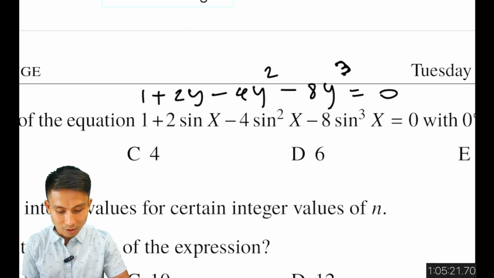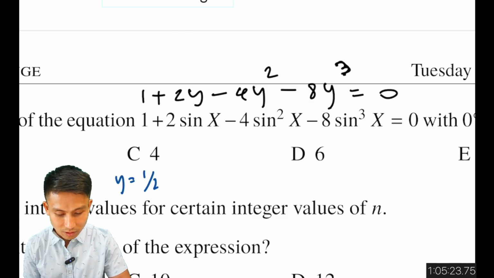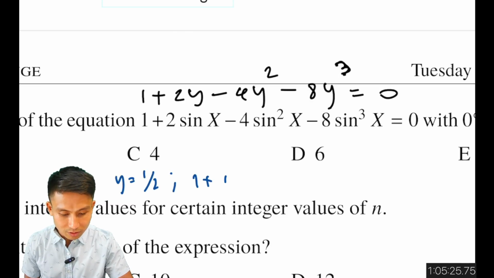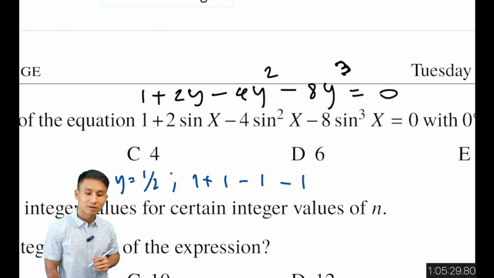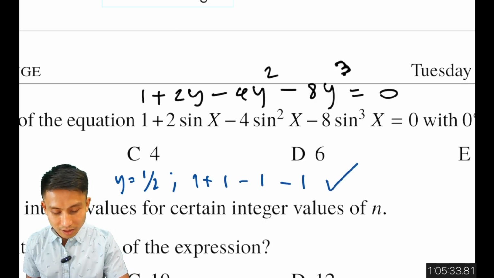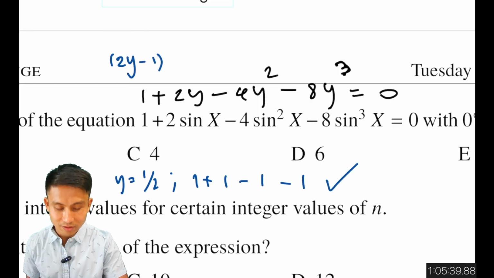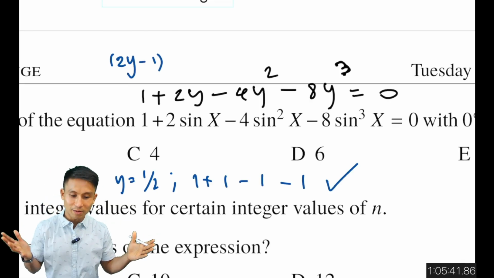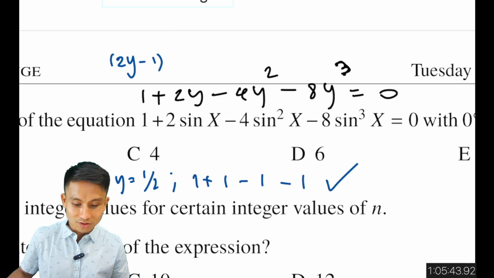Probably 1 over 2. How about 1 over 2? So then 1 plus 1 minus 1 minus 1. Isn't it? That works. That means we can factorize this with a bracket of the form 2y minus 1. Then you need to find the other two.